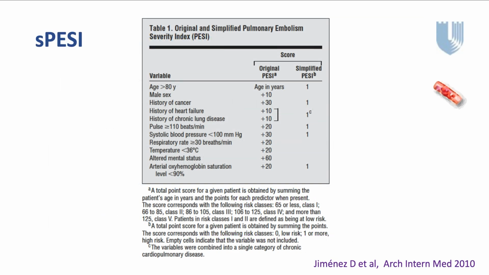The simplified PESI paper was able to compare both, where we see age remains an important factor for both risk stratifications. The presence of cardiopulmonary disease illustrated another important point, and then other clinical findings of tachycardia, hypotension, and hypoxemia at baseline were thought to be significant factors.